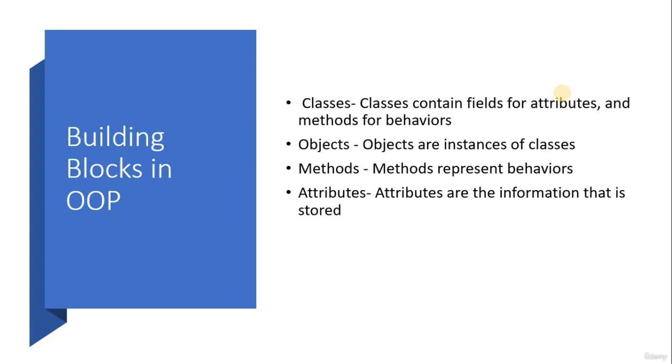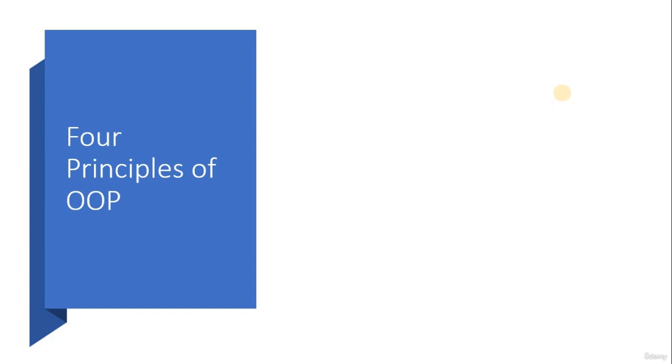Attributes are information that is stored. So if I say the method is sum, the value that is stored in the sum is the attribute. So it is the information that is stored in these methods. It is part of the building blocks of methods or objects, like variables, for example. It is one of those building blocks that we use in object-oriented programming. And these are the 4 principles that we're going to cover in this section.